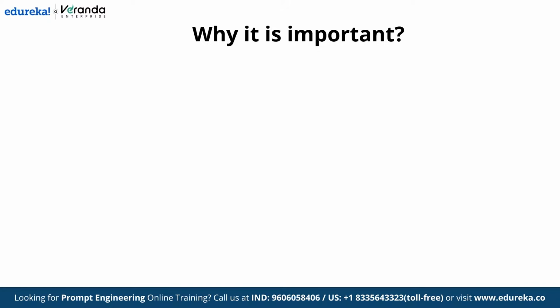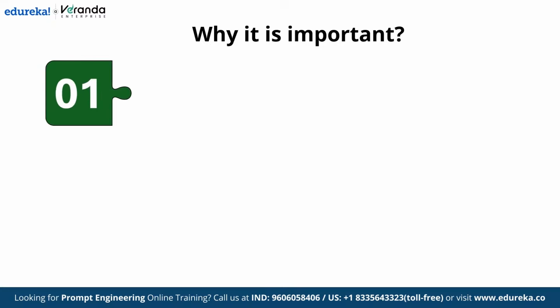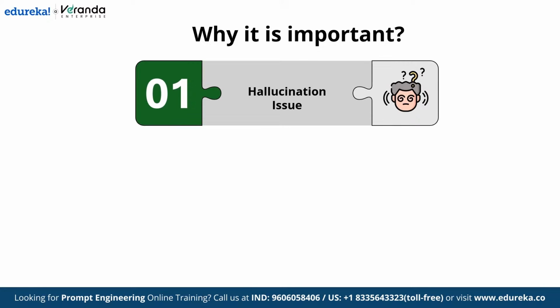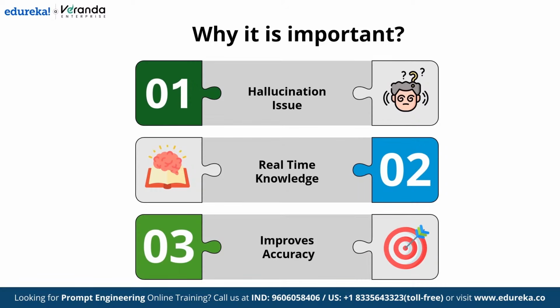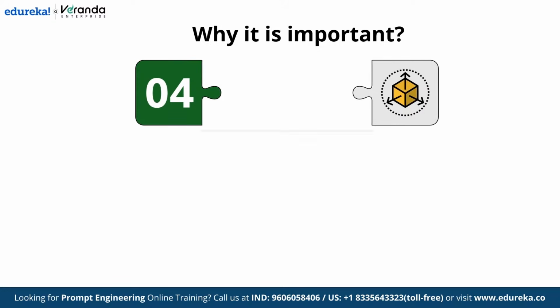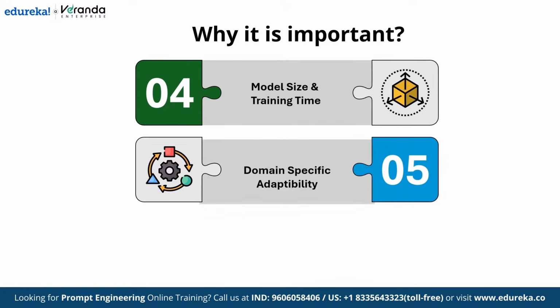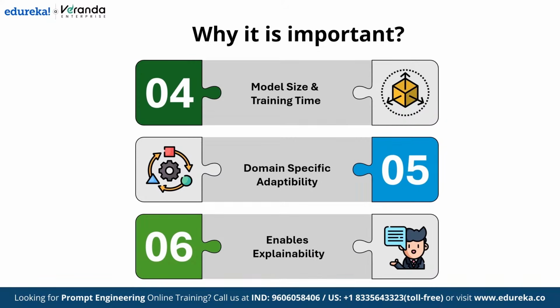RAG addresses several limitations of traditional LLMs. It mitigates hallucinations by grounding responses in factual, retrieved data. By dynamically accessing up-to-date information, RAG stays relevant in rapidly changing domains. It improves accuracy and relevance by fetching specific, relevant documents during inference. By outsourcing factual knowledge retrieval, RAG enables smaller, more efficient models, and it can adapt to domain-specific knowledge bases for specialized applications. Additionally, RAG provides explainability by showing the retrieved documents or data sources, increasing trust and transparency.